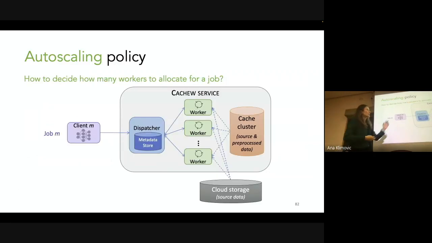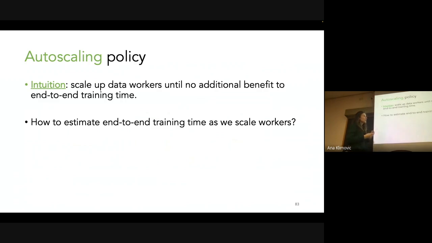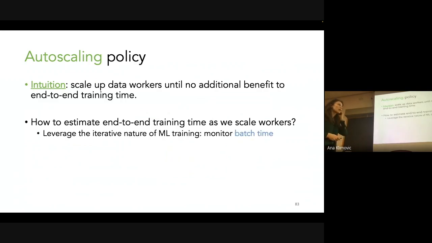The other question is, how many of these workers to allocate to a particular job? For this, the intuition is that you want enough workers to remove the input bottleneck. That was key for performance. But any workers you add after that are just extra cost and don't really do you any good. So again, how do you estimate when you've reached this correct point of having enough workers? What you can do is monitor batch time.